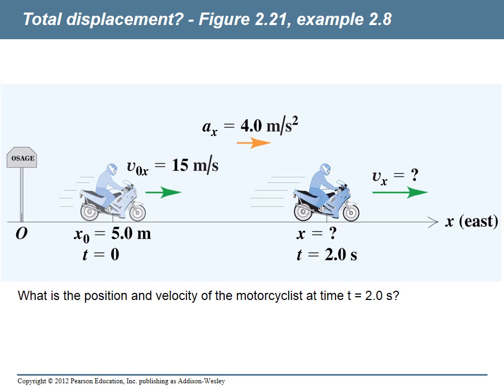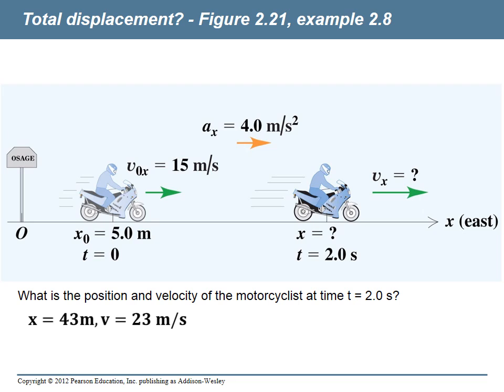So using the equations that were on the previous slide, we can find out what x is when the time is equal to 2 seconds, and we can also find out what velocity at point x is. So what is the position and the velocity of the motorcyclist at time t equal 2 seconds? You can pause the video and work this out. Maybe rewind the video a little bit, look at those equations, or look in your book, or maybe you have them written down. But work those equations, and I'll give you a second here.